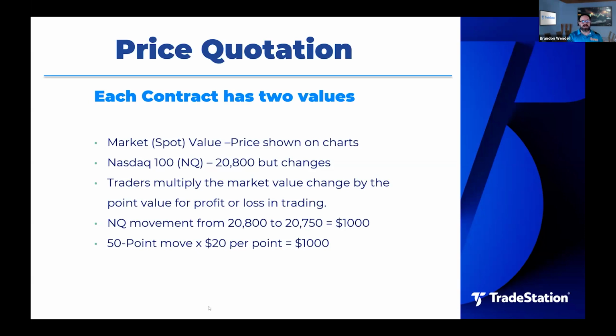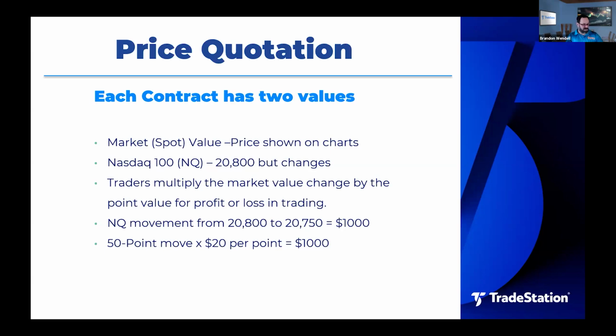Okay, so right here, the NASDAQ 20,800. If that's the spot market value, and we go down by 50 points to 20,750, you don't lose $50. The point value is $20. So a 50-point move loses $1,000.